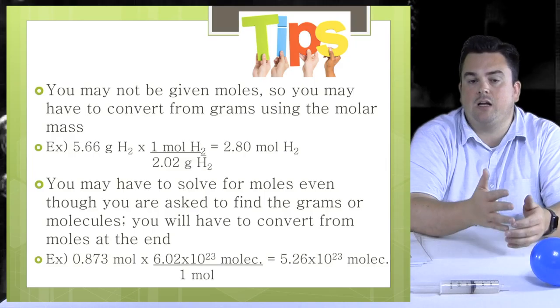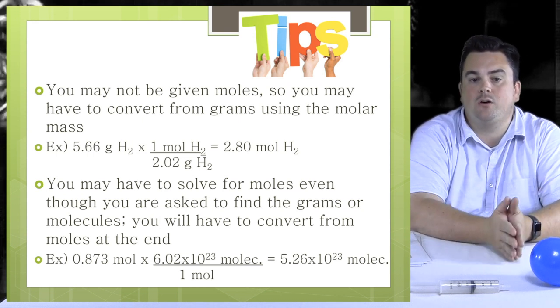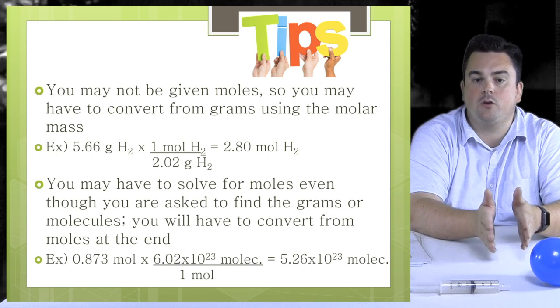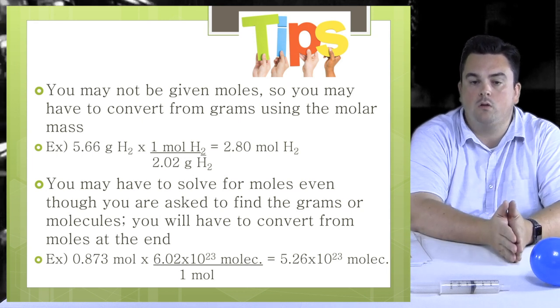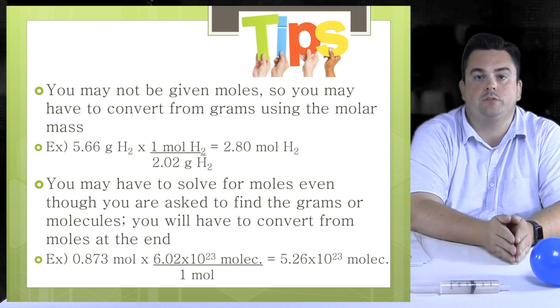You're going to have to use Avogadro's number in your conversion factor. So you're going to multiply times 6.02 times 10 to the 23rd molecules and divide that by 1 mole, and you will get 5.26 times 10 to the 23rd molecules.